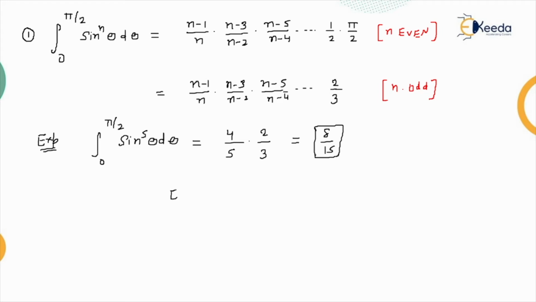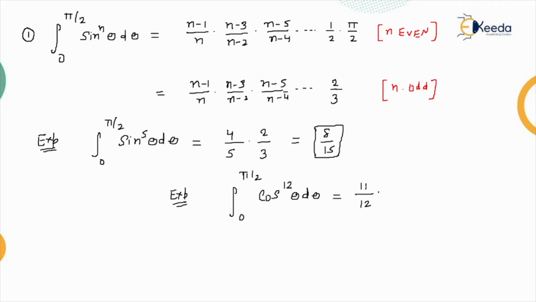For one more example, if you have the integration from 0 to pi by 2 of cos to the power 12 theta d theta, what can you write in that case? First of all, look at whether this number is an even number. So you start from minus 1, it becomes 11, so 11 by 12.